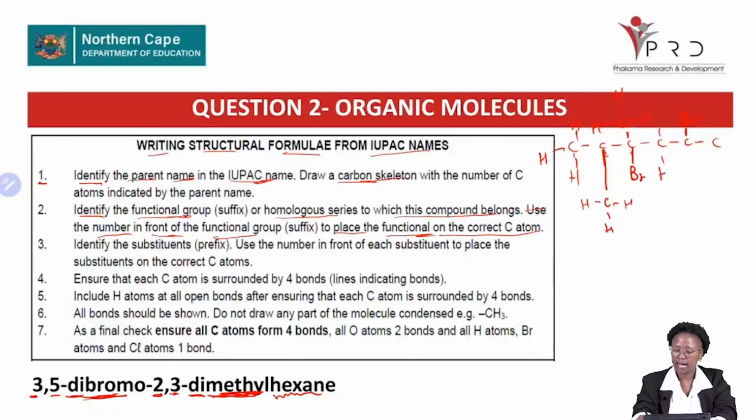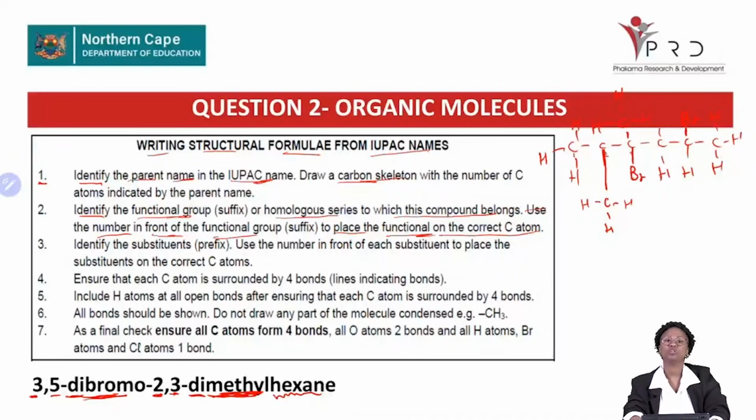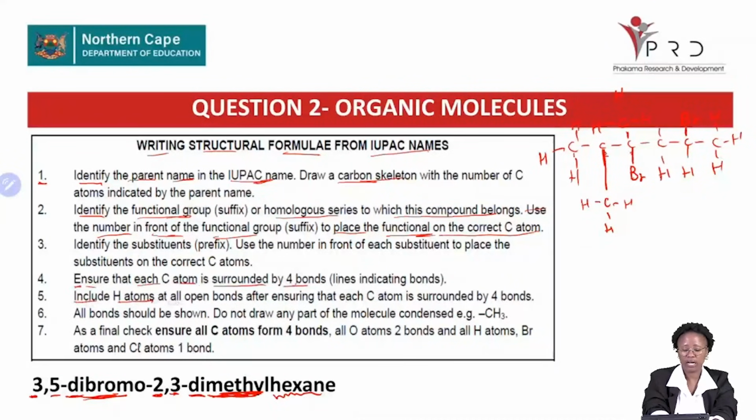Then when you are done, you put in all the hydrogens. You make sure that each carbon atom consists of 4 bonds, which is this step. Ensure that each carbon is surrounded by 4 bonds, and then include the hydrogen atoms at all the open bonds. And then as a final check, ensure all carbons have 4 bonds.